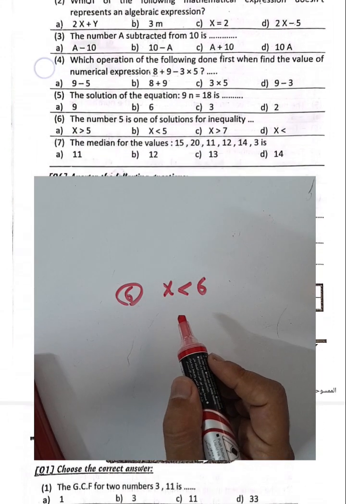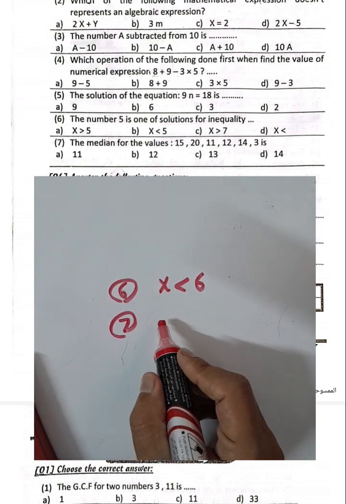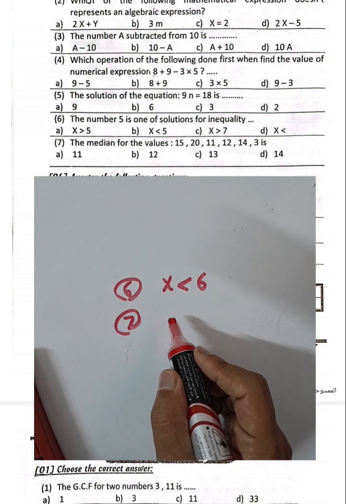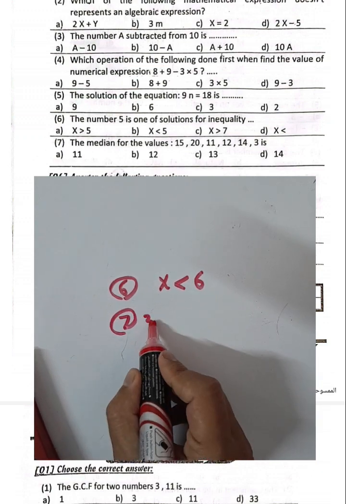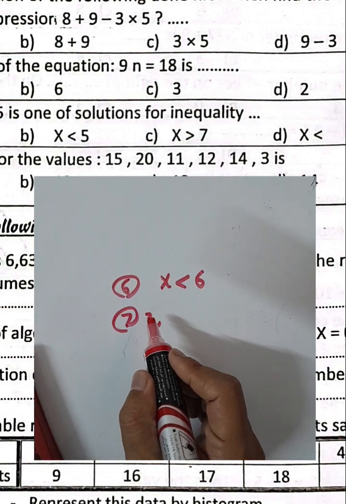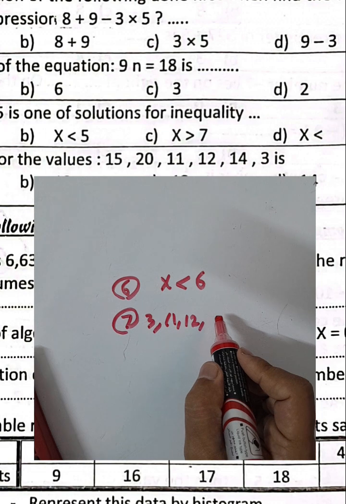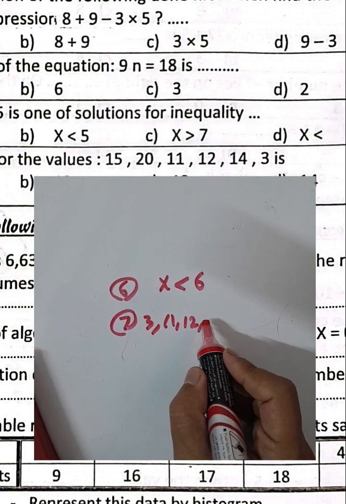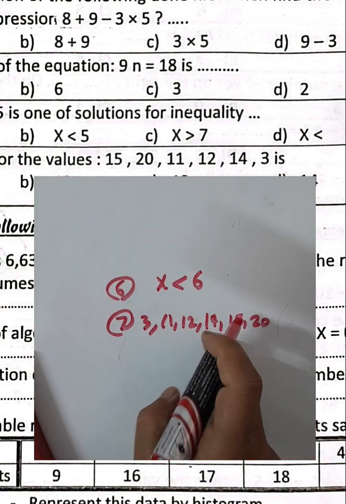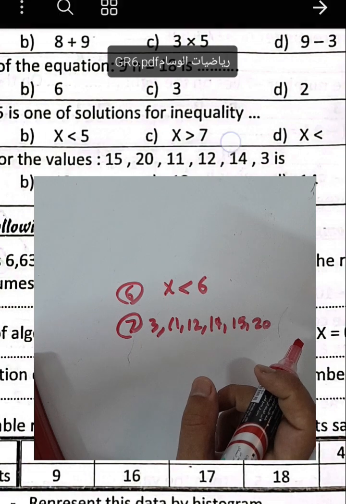Question 7. The median for the values here: we can arrange all the values and then choose the number which lies in the middle. We have 3, 3, 11, 12, 14, 15, and 20. 1, 2, 3, 4, 5, 6. And here 1, 2, 3, 4, 5, 6.